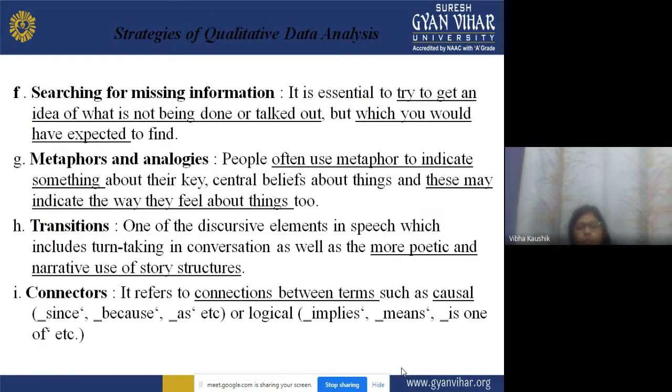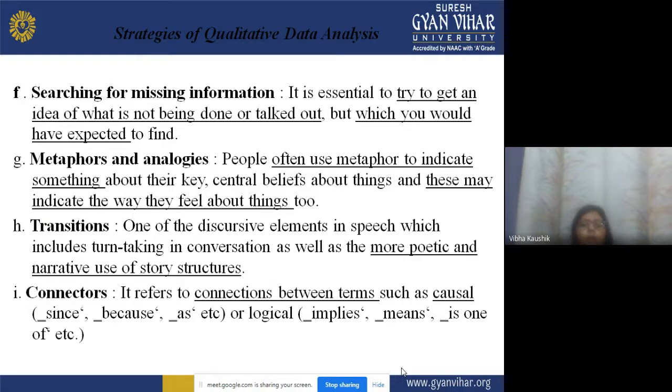Searching for missing information: it is essential to try to get an idea of what is not being done or talked about, but which you would have expected to find. Metaphors and analogies: people often use metaphors to indicate the similarities between two phenomena or two situations, about their key central beliefs about things, and these may indicate the way they feel about things too.